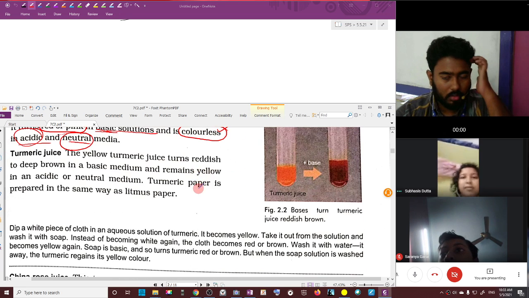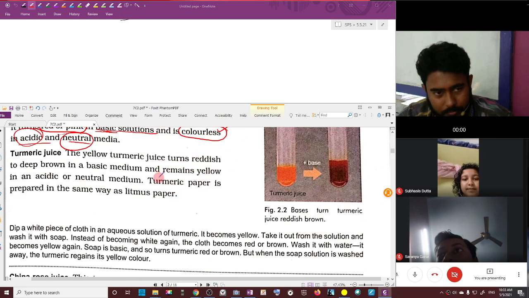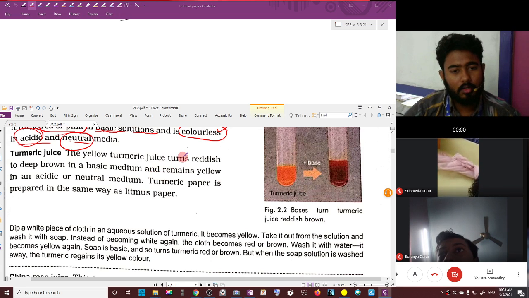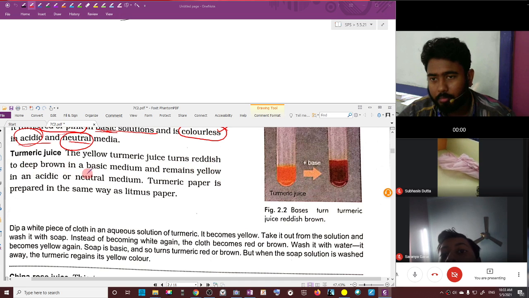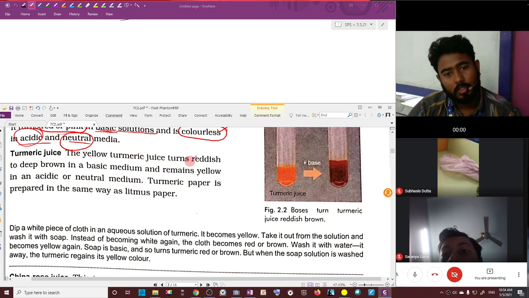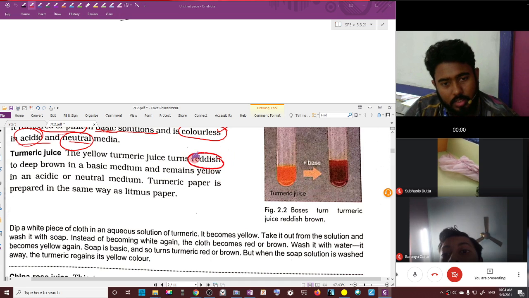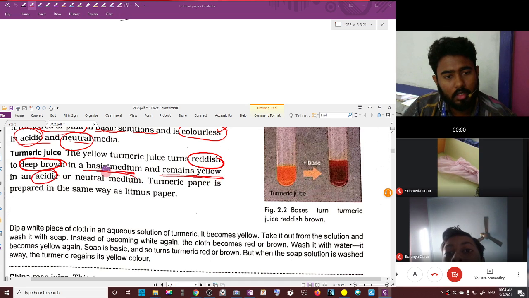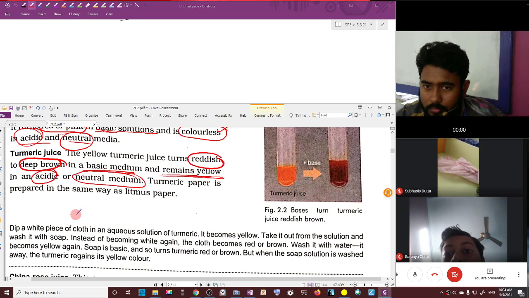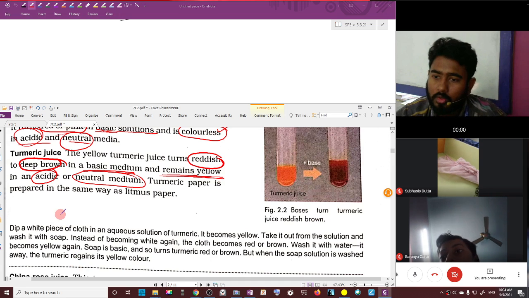Okay. Now, let us go into turmeric juice. The yellow turmeric juice turns reddish to deep brown in a basic medium and remains yellow in an acidic or neutral medium. See, it does not change its color in acidic or neutral. This is the same as phenolphthalein.